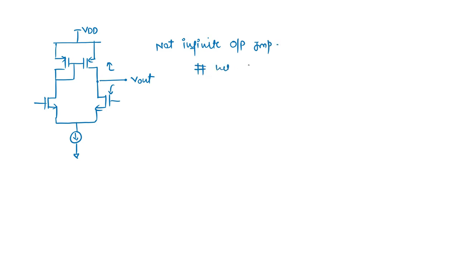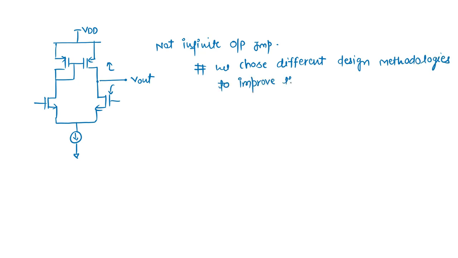So what do we do? We choose different design methodologies to improve the output impedance. Because my GM cell is nothing but a current source which is generating a current here. I want ideally an infinite impedance for the current source, or as much as possible, so that I can have a better gain response or better DC gain approaching infinity. And it can be a better integrator.